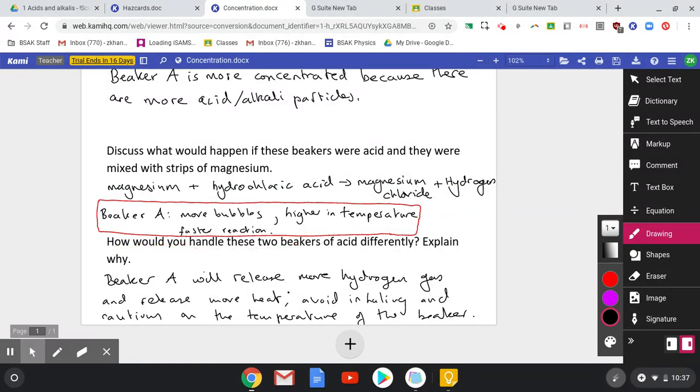So how would you handle these two beakers of acid differently? Now, we've kind of discussed the answer in the previous part. So beaker A will release more hydrogen gas and release more heat. So avoid inhaling. If you're leaning over the beaker, this hydrogen gas will be rising up. So avoid inhaling this hydrogen gas. There's a distinct smell, and be cautious on touching the beaker and holding on to it, especially when you know it's going to get hot. So it may not get too hot, but there is a possibility of it getting very hot depending on the concentration of the acid. So cautious with the holding on to the beaker. It could possibly burn your fingers or your hand.